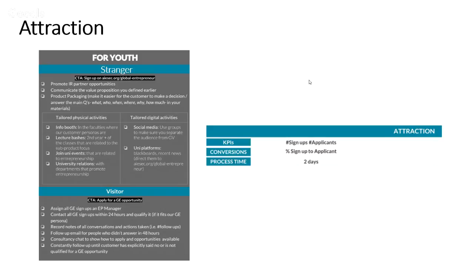The KPIs that we need to measure in the attraction part are the number of signups when we are strangers and the number of applicants. And guys, we really need to take into consideration that we can't expect to reach our goals of approvals if we are not reaching the goals of applicants and the goal for signups as well. That's why conversion rates exist. So you need to be really clear on what your conversion rate of sign up to applicant is and have a goal to reach this conversion rate.